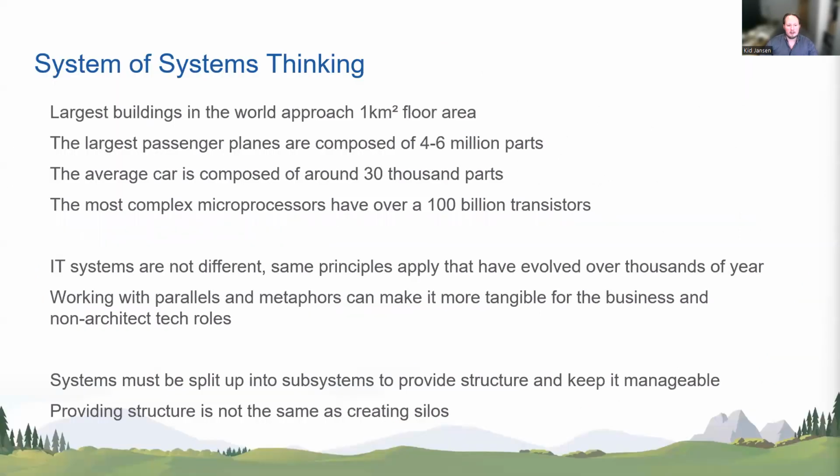So what's the idea? System of systems thinking means that you split up something really complex, something really big, into different parts. So I took a couple of examples that are not IT related. For instance, the largest building in the world is approaching over 1 square kilometer of floor area. The largest passenger planes are composed of 46 million parts, cars 30K parts on average, microprocessors 100 billion transistors or more.